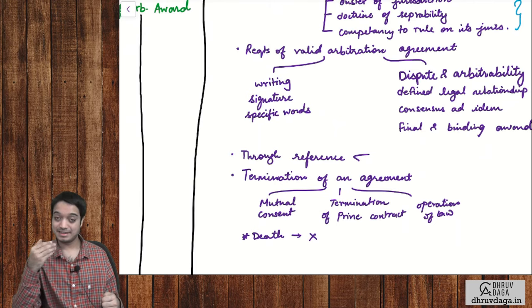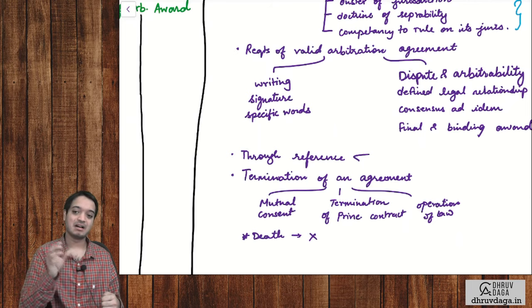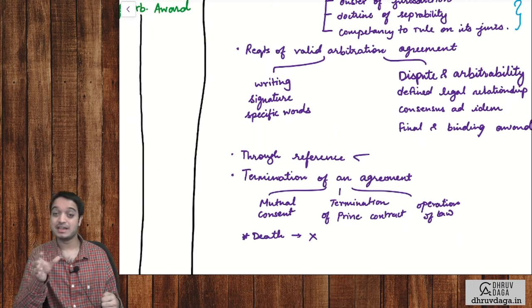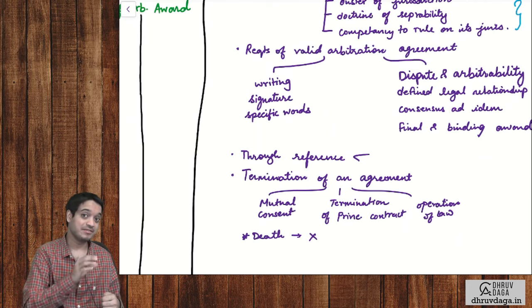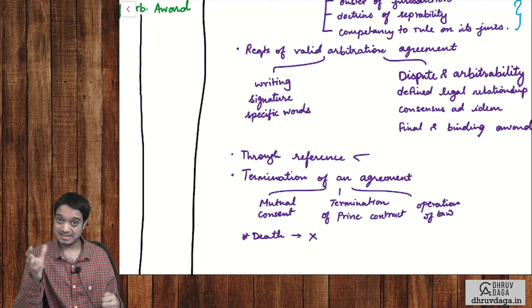First is basics, that it needs to be written, it needs to be signed. कोई स्पेसिफिक वर्ड्स होना ज़रूरी नहीं है, स्पेसिफिक वर्ड्स कि दिस इज़ एन आर्बिट्रेशन अग्रीमेंट ऐसा लिखा होना ज़रूरी नहीं है. It should very clearly indicate without any doubt that the parties want to go in for arbitration. That is the requirement. Then the basic conditions for an arbitration to take place is dispute.